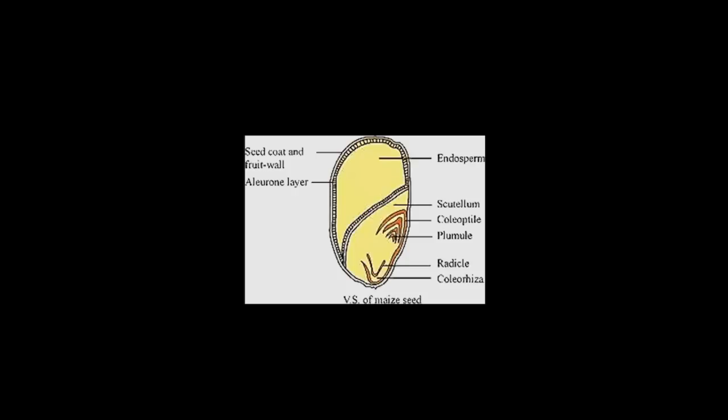Now, this is if you are told to draw. Peradventure, you are told to draw the longitudinal section of a maize seed. This is how it is going to look. So this is the vertical section or the longitudinal section of a maize seed. We can see the seed coat and the fruit wall. You can see the aleurone layer. The endosperm is here. We have the scutellum here. The plumule is here. The radicle and the coleorhiza. All of those are found in this particular picture. So if you are told to draw the longitudinal cut of the seed, this is what you should be looking at drawing. Are we together?